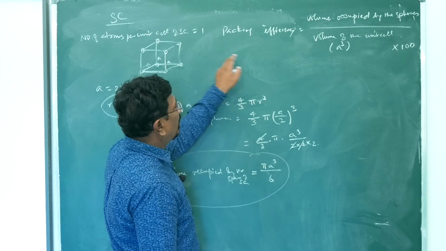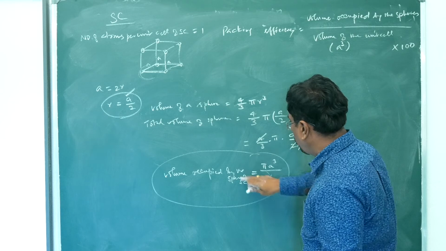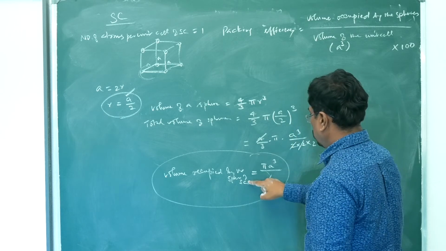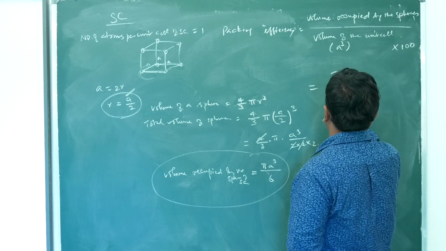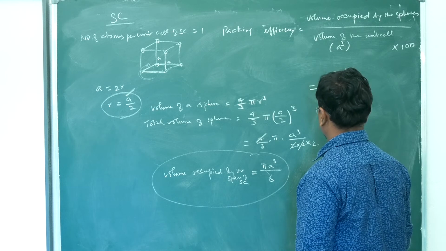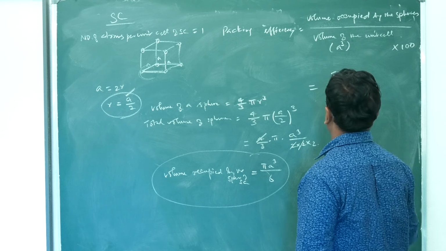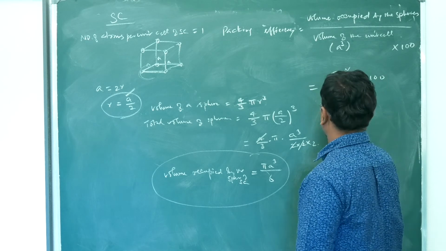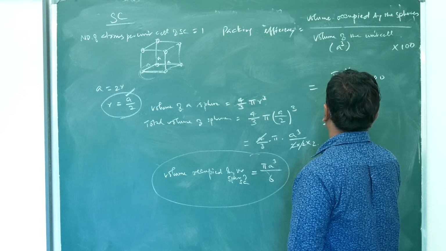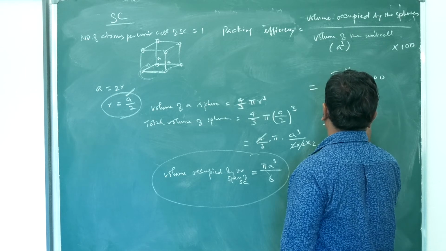Now what is packing efficiency? Packing efficiency is equal to the volume occupied by the spheres in a simple cube, that is πa³/6, divided by a³, because that is the volume of the unit cell, into 100. a³ and a³ get cancelled. Pi means 22 by 7 or 3.14, divided by 6, into 100.